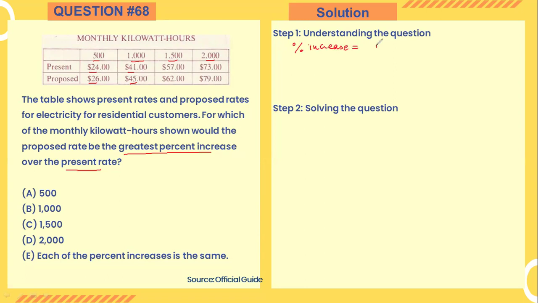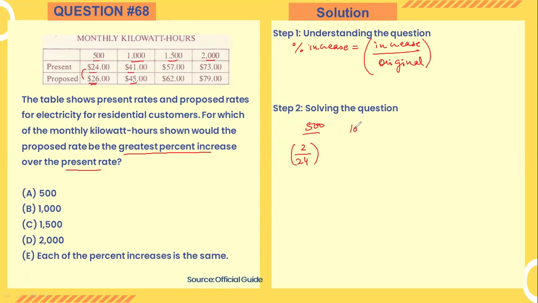If we understand it carefully, it will be increase over original value or initial value, multiplied by 100%. That will be the percentage increase, right? So how much is the percentage increase? Let's start solving. How much is the percentage increase for 500 kilowatts? Can we say the increase was from 24 to 26? There is an increase of $2 for this particular kilowatt. 2 upon original. How much is original? That is 24. It was initially 24. That's the percentage increase for the 500 kilowatt hour.